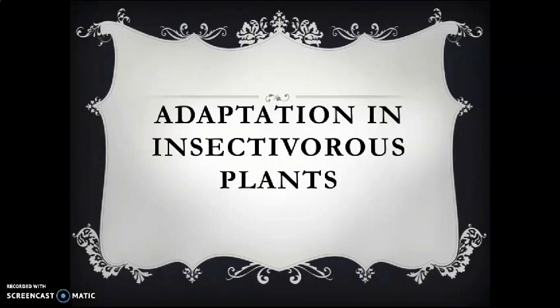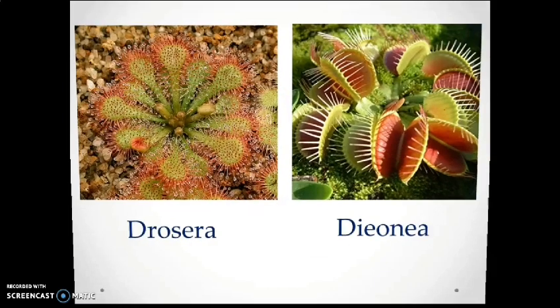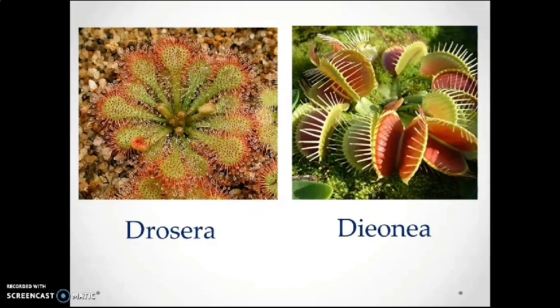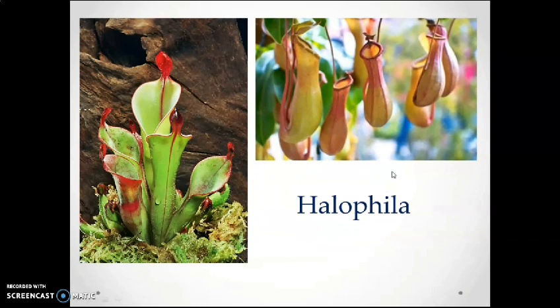The third is adaptation in insectivorous plants. Insectivorous plants are self-feeding green plants whose roots cannot absorb the nitrogenous substances from the soil needed to make proteins. So they compensate for this by digestion of insects, like Drosera, Dionaea, and Halophila.